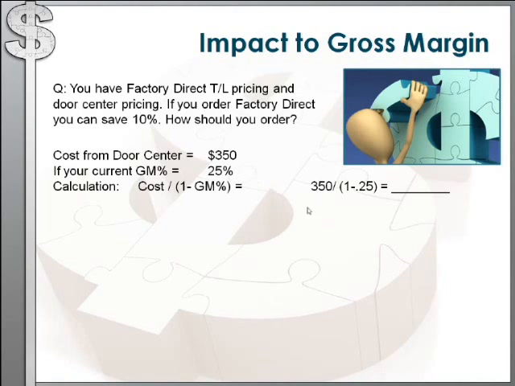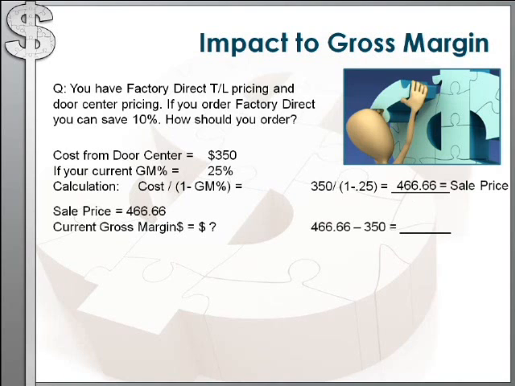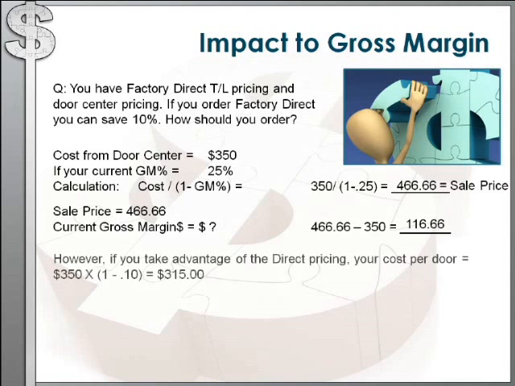So we've already been through these examples. We're going to first find our sale price. We divide 350 by 0.75, which gives us $466.66. So if this is our sale price, our current margin on this, sale price minus cost, gives us $116.66. So, if you take advantage of your direct pricing, your cost per door is now 350 times 0.9 equals $315.